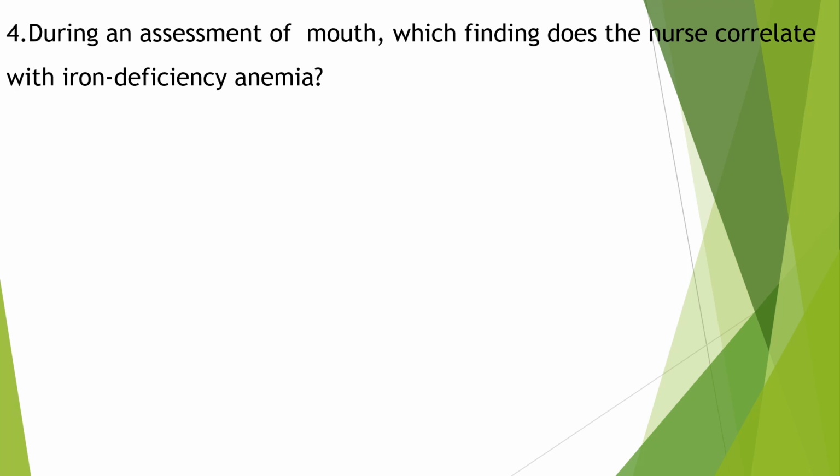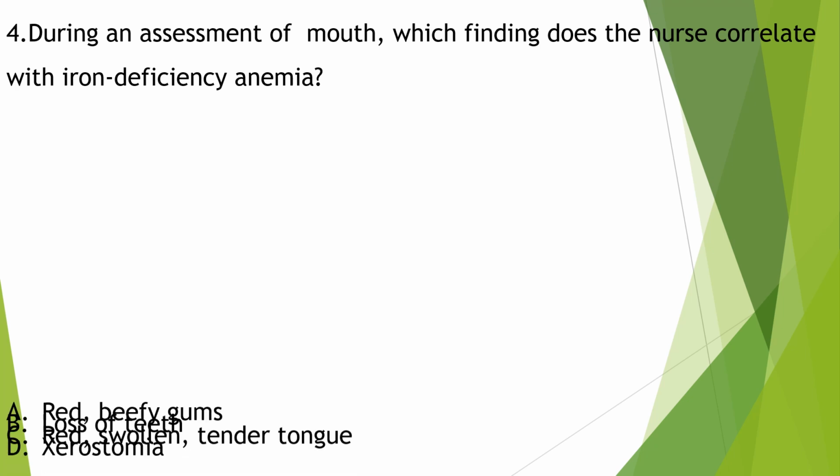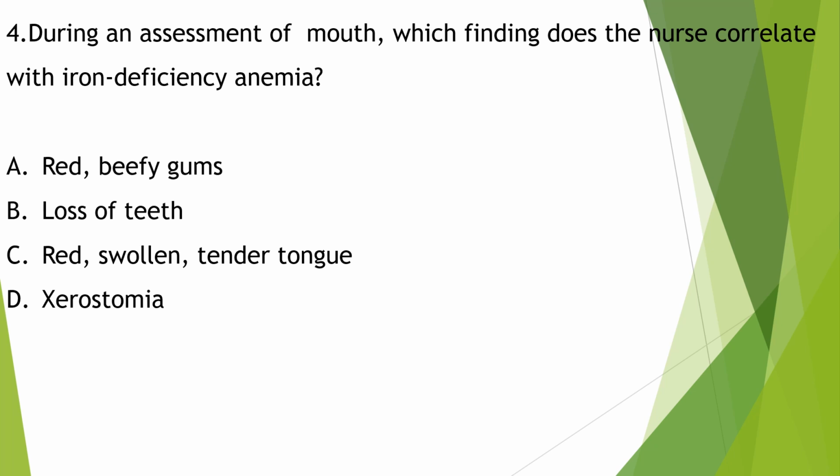During an assessment of mouth, which finding did the nurse correlate with iron deficiency anemia? Red beefy gums, loss of teeth, red swollen tender gums or a tongue, or xerostomia. For iron deficiency anemia, there will be a red swollen tender tongue.